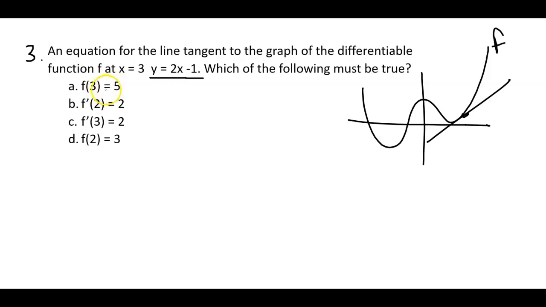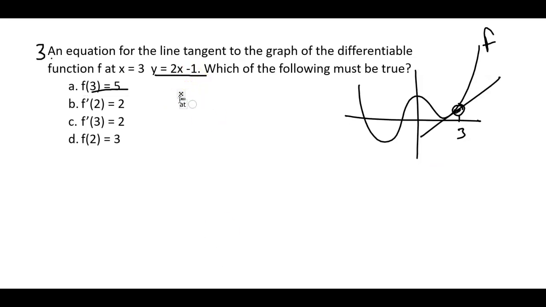All right. So, is it true that f of 3 equals 5? Well, let's see. At this point of tangency, which is at x equals 3, the tangent line has the same value as the f function. I'm going to write that up. At the point of tangency, the f function has the same slope and y value as the tangent line.